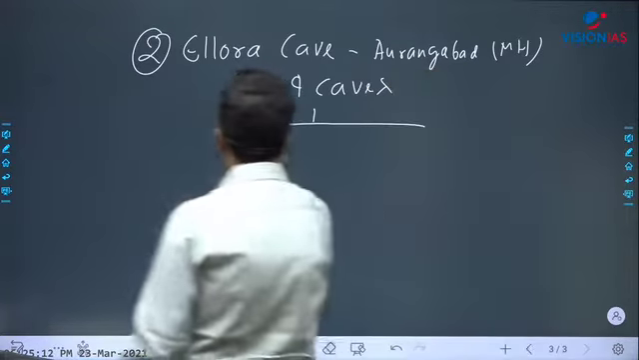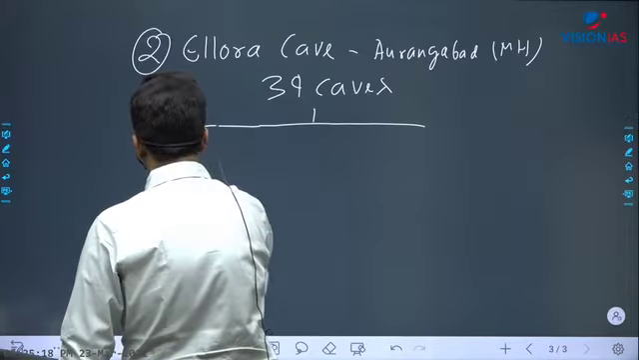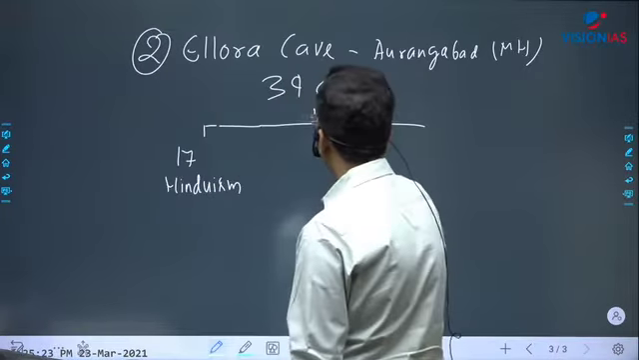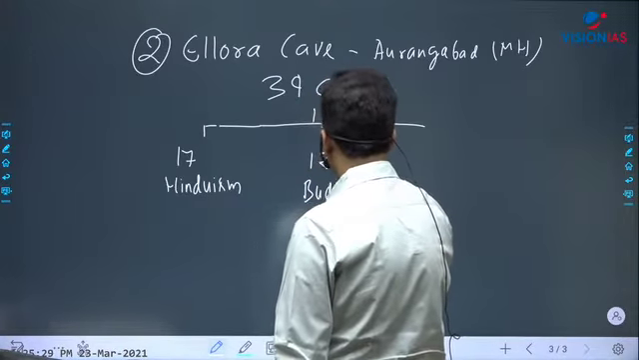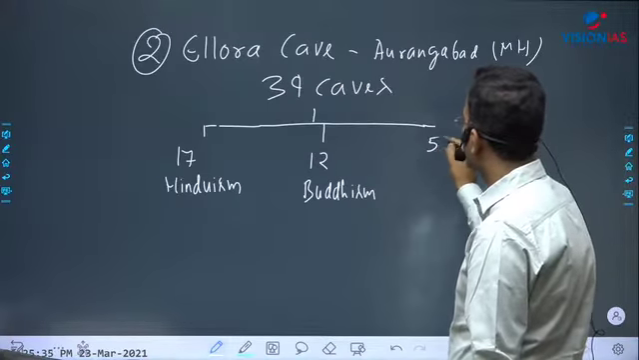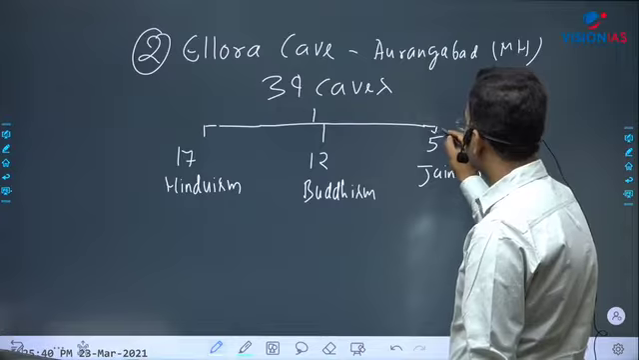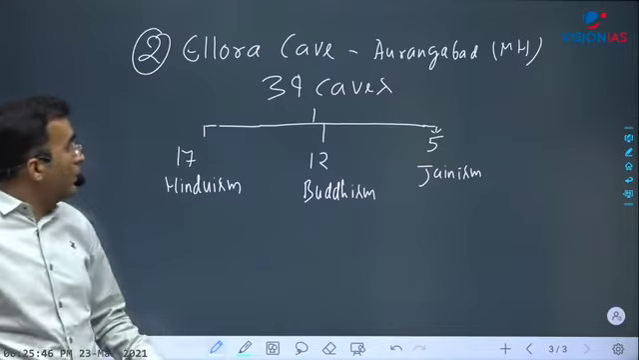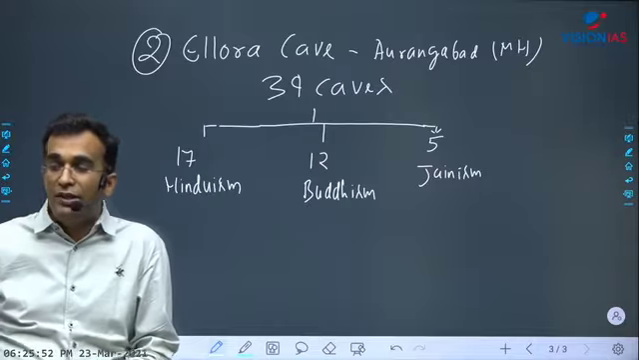Out of these 34, 17 belong to Hinduism, 12 belong to Buddhism, and 5 belong to Jainism. So all three religions are involved over here. Okay? So Hindu cave, Buddhist cave and Jaina cave.